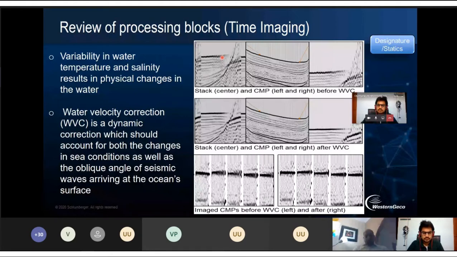Now, I think, yes, that's all the basic stuff, all the advanced stuff that we do for statics and designature. Then moving to the noise attenuation. The noise attenuation flow fits in every step. You can add it before, after. You can run it as many times as you want, before migration, after migration.